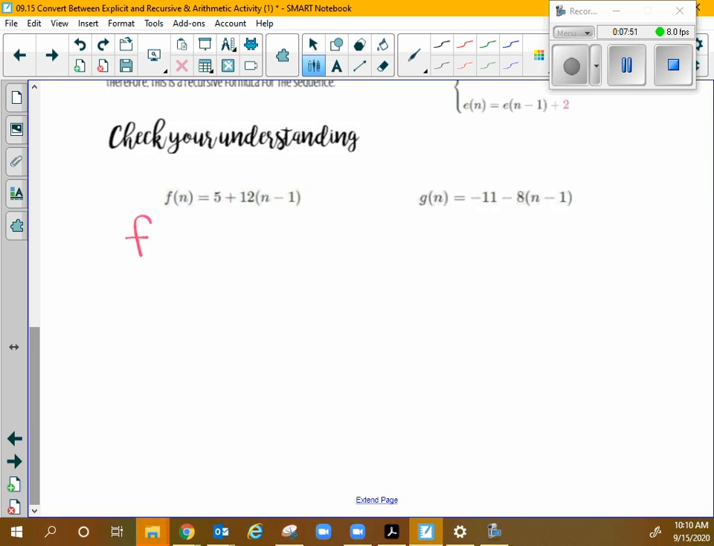So looking at our first check for understanding, what's my first term? 5. So f of 1 equals 5. So then let's finish the recursive rule. F of n equals, I have to put the previous term. How do I write the previous term? F of n minus 1, not times, plus 12.